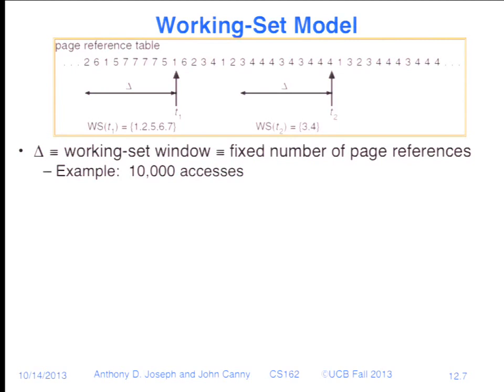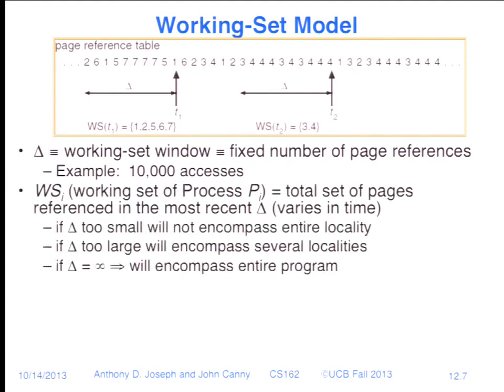and it's designed to be the number of page references in a given number of references. The book defines it in terms of references. There are arguments you can make to define it in terms of a time window, because that's going to affect the paging behavior. But one way or another, it's defined either related to references or absolute time. Let's say it's 10,000 accesses. Then we can define a working set for process i, WS_i, as the total set of pages referenced in the most recent window of that time.